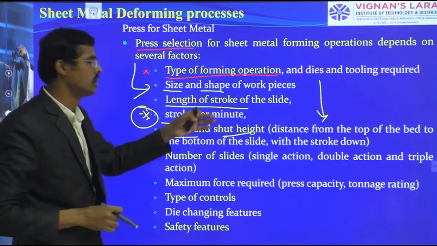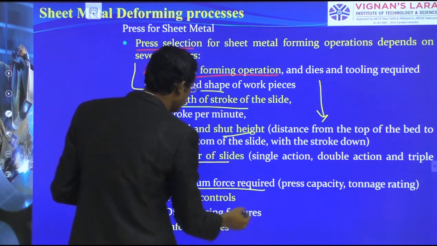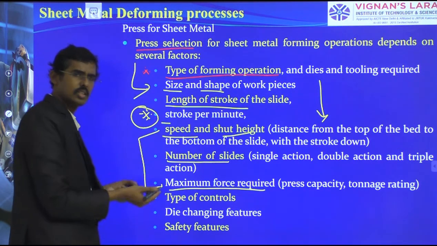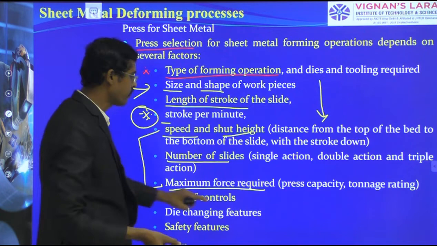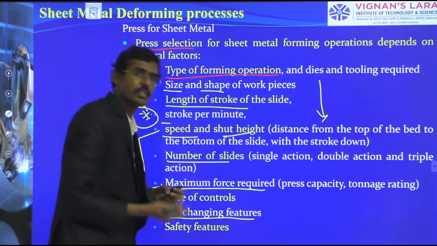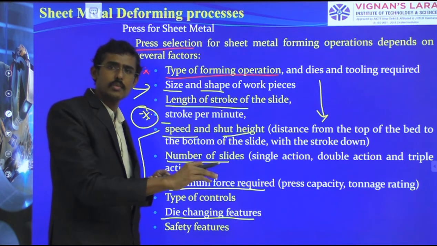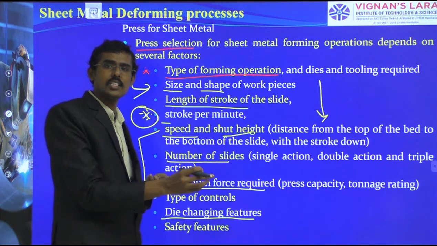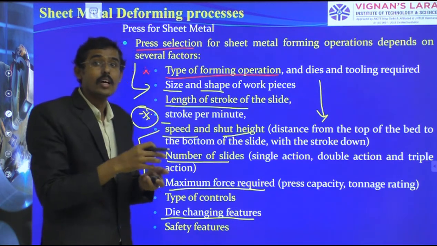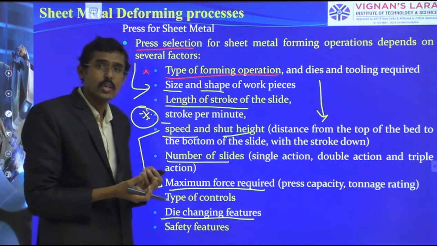So how many slides there are, the maximum force requirement, and how this maximum force requirement is related to speed and shut height. So these are all interrelated points. Then the type of controls and die changing features. From one die to another die we have to change for the different operations. We are doing compound die operations. One blanking has been done, the die has been changed, and simultaneously we are doing the deep drawing operation on the compound die. So that is how the die changing features are to be handled.